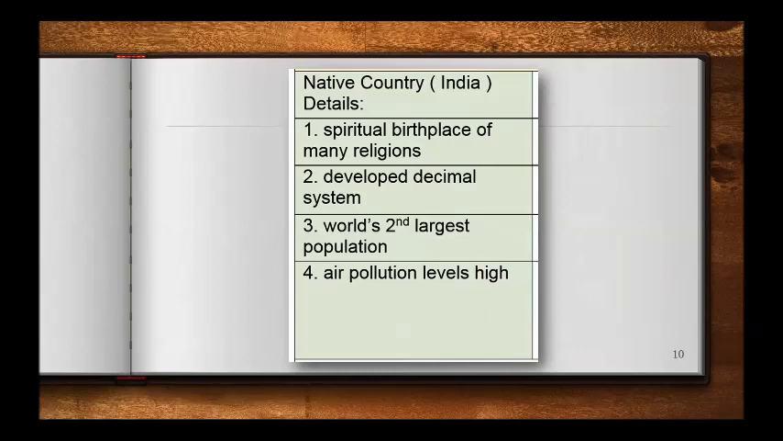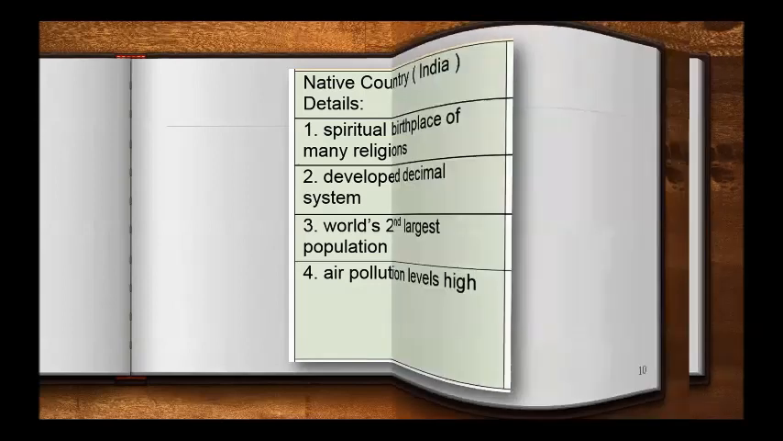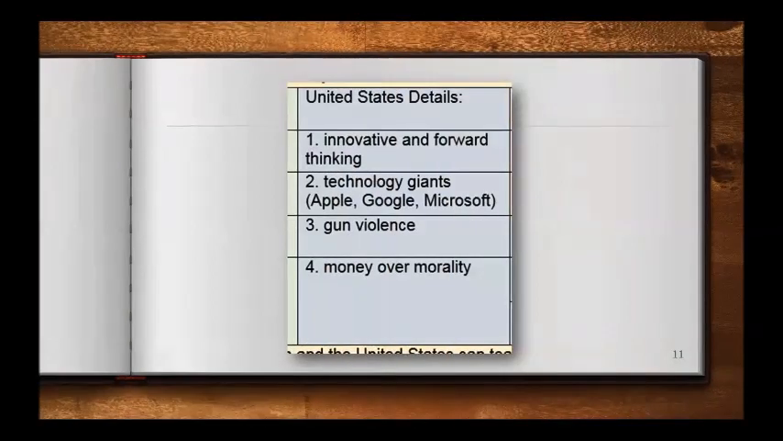Notice I've included 2 positive details and 2 not so positive details. Your reader wants to know that you are thinking carefully and critically about your country. Including some not so positive details shows the reader you are not motivated purely by nostalgia. Here are 4 details about the United States. Again, I've included positive and not so positive details.